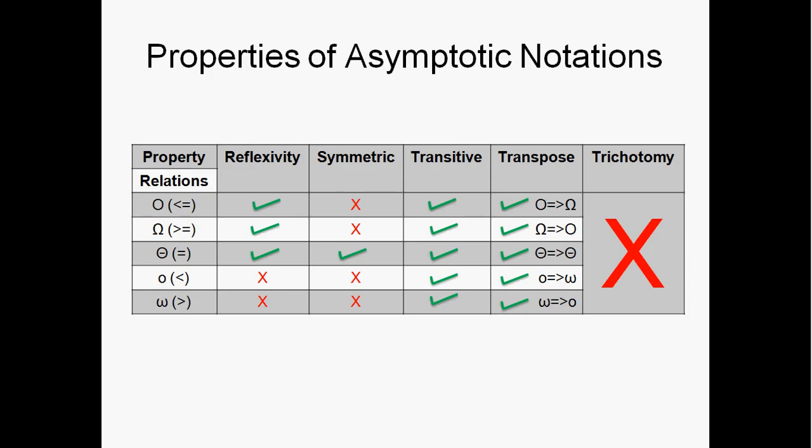These are the basic properties of the asymptotic notation. You can see and evaluate them by yourself also. Reflexive property, symmetric property, transitive property, transpose property, right? Suppose x is less than or equal to y, so y is greater than or equal to x. The same way, if f is in the order of g, g would be in the big omega of f. Trichotomy doesn't hold for any of the asymptotic notations, that's obvious.